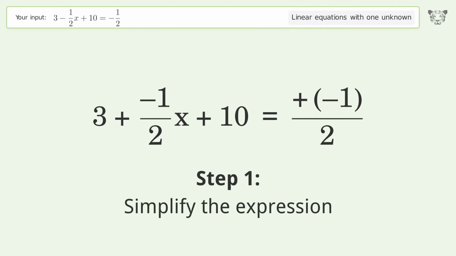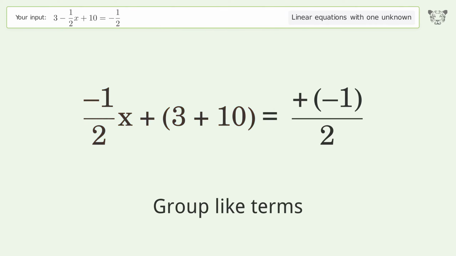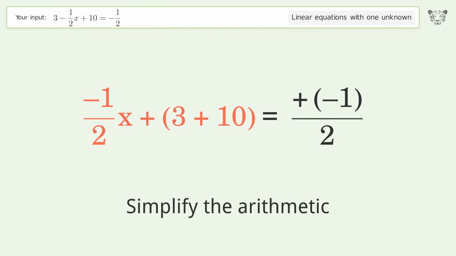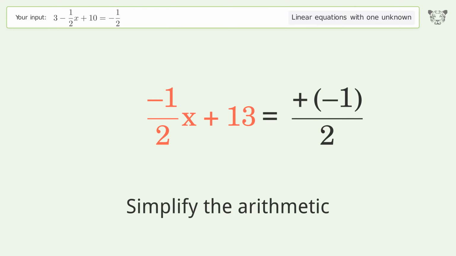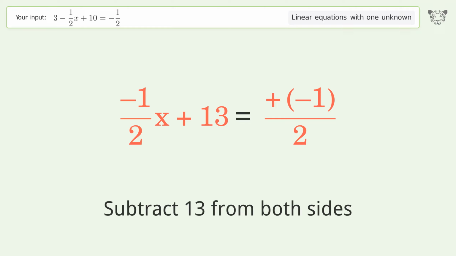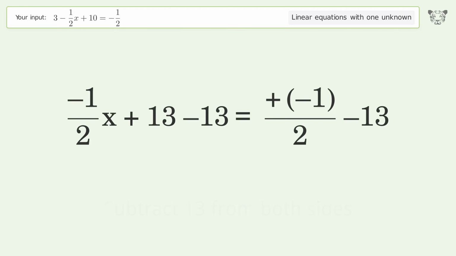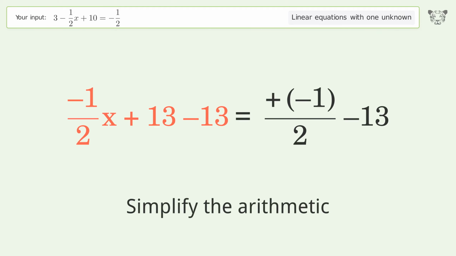Simplify the expression. Group like terms. Simplify the arithmetic. Group all constants on the right side of the equation. Subtract 13 from both sides. Simplify the arithmetic.